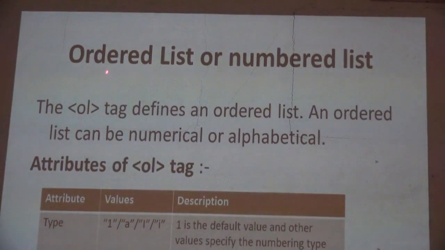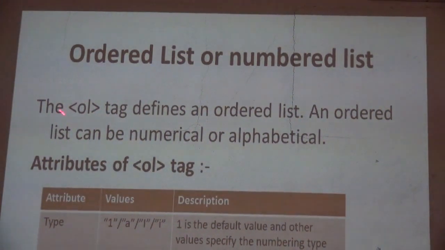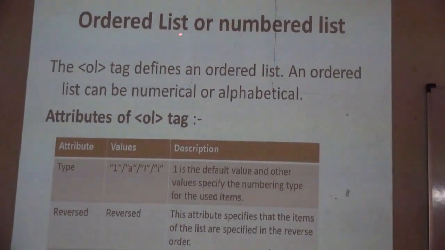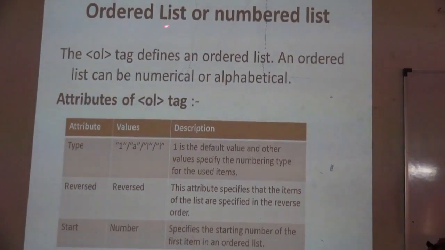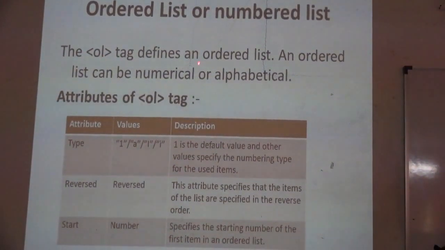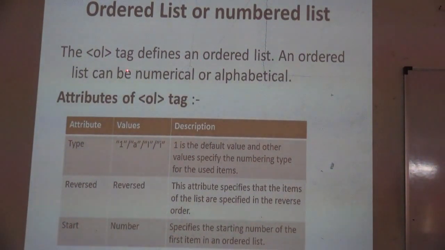So students, please take such kind of questions for yourselves. It is your duty to remember and note down these questions for MCQ, one single correct answer alternative. The OL, the short form of ordered list, is given in angle brackets as OL. So for an ordered list, we are using the OL tag, which defines an ordered list. An ordered list can be numerical or alphabetical. So the simple meaning is that it may contain alphabetical or numerical items in a sequence or some order.